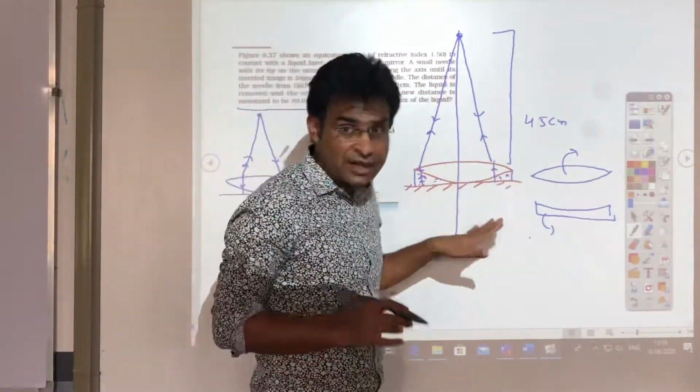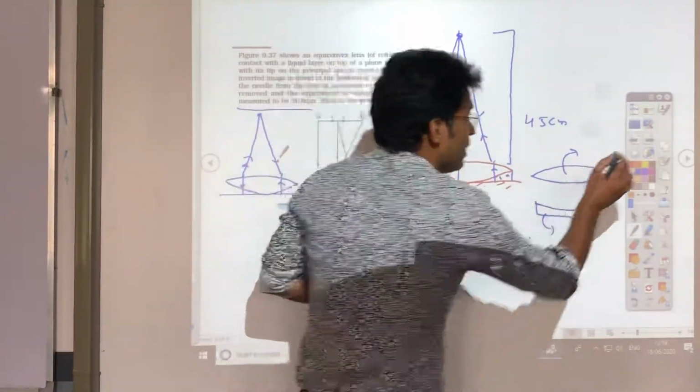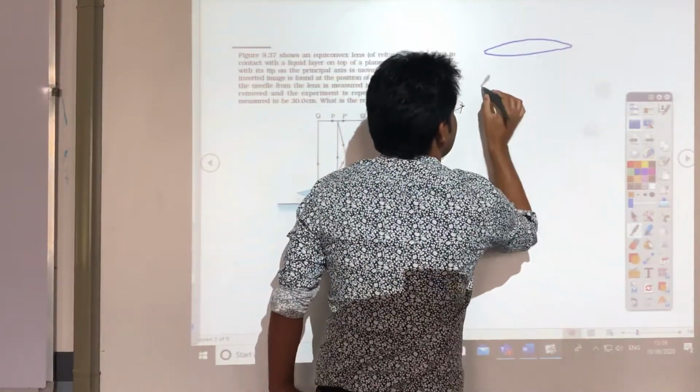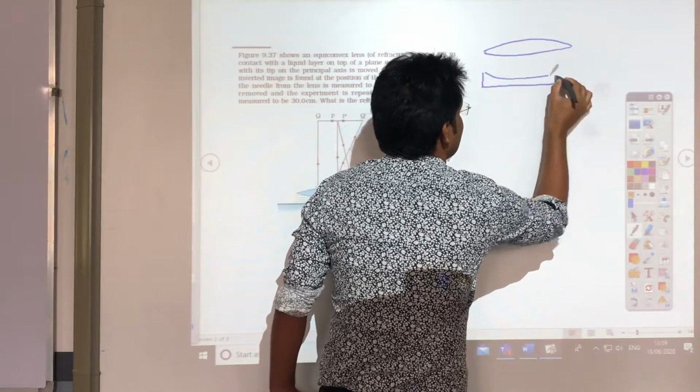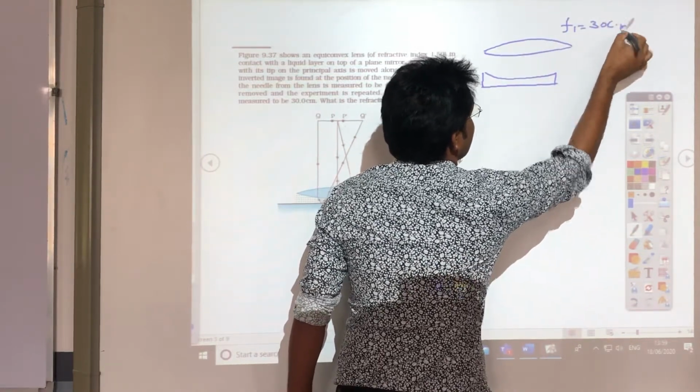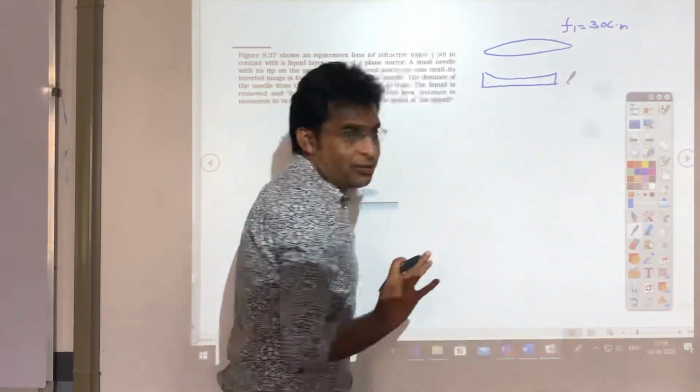So the final conclusion from this question is, we have two lenses. One is like this and the second is made of liquid like this one. The focal length of this lens f1 is equal to 30 centimeter, and the focal length of this one we don't know.